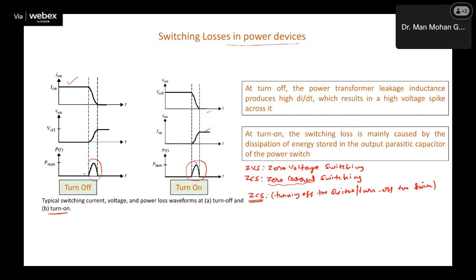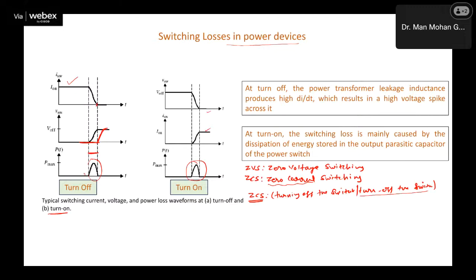But if something is done such that when the current through the switch becomes zero, after that the voltage increases, if I can do something like that, then what will happen? In this period current is there, but no voltage. So what will be the output? Power loss in the switch is zero.